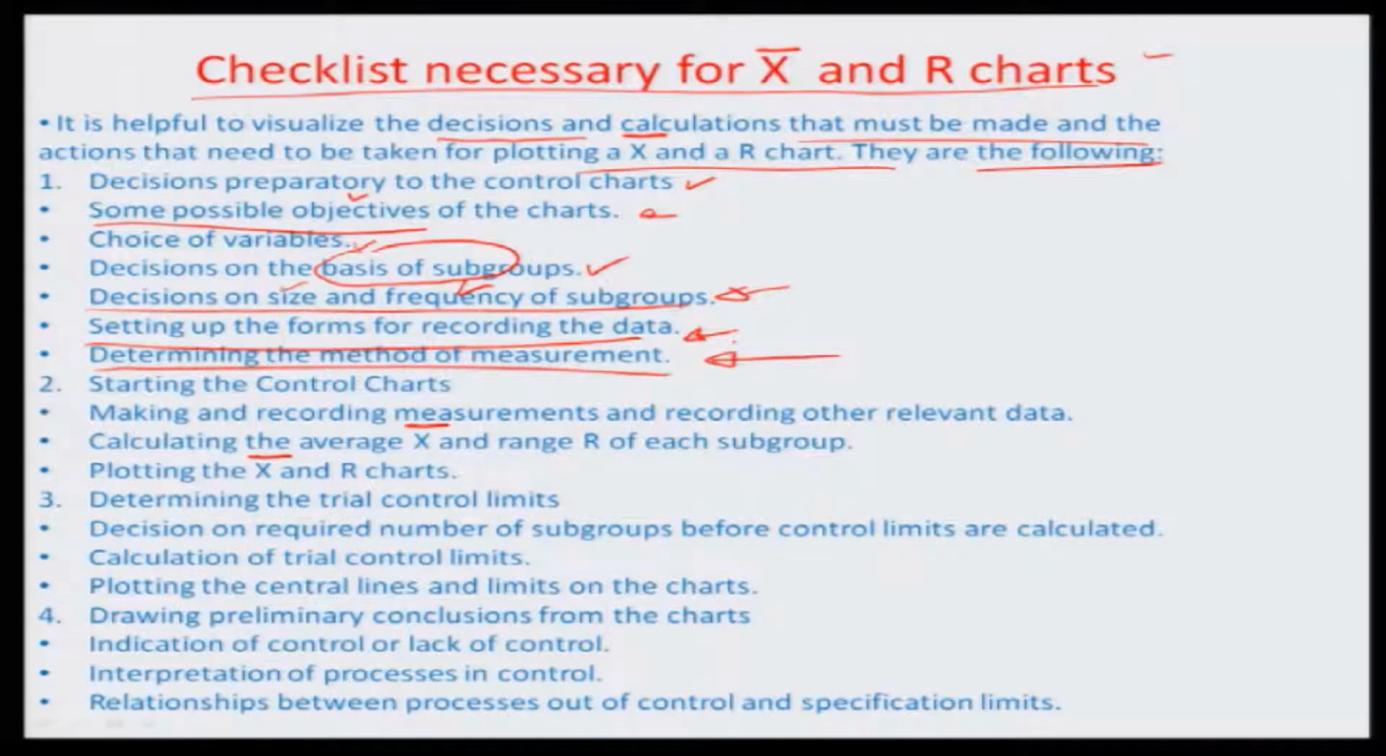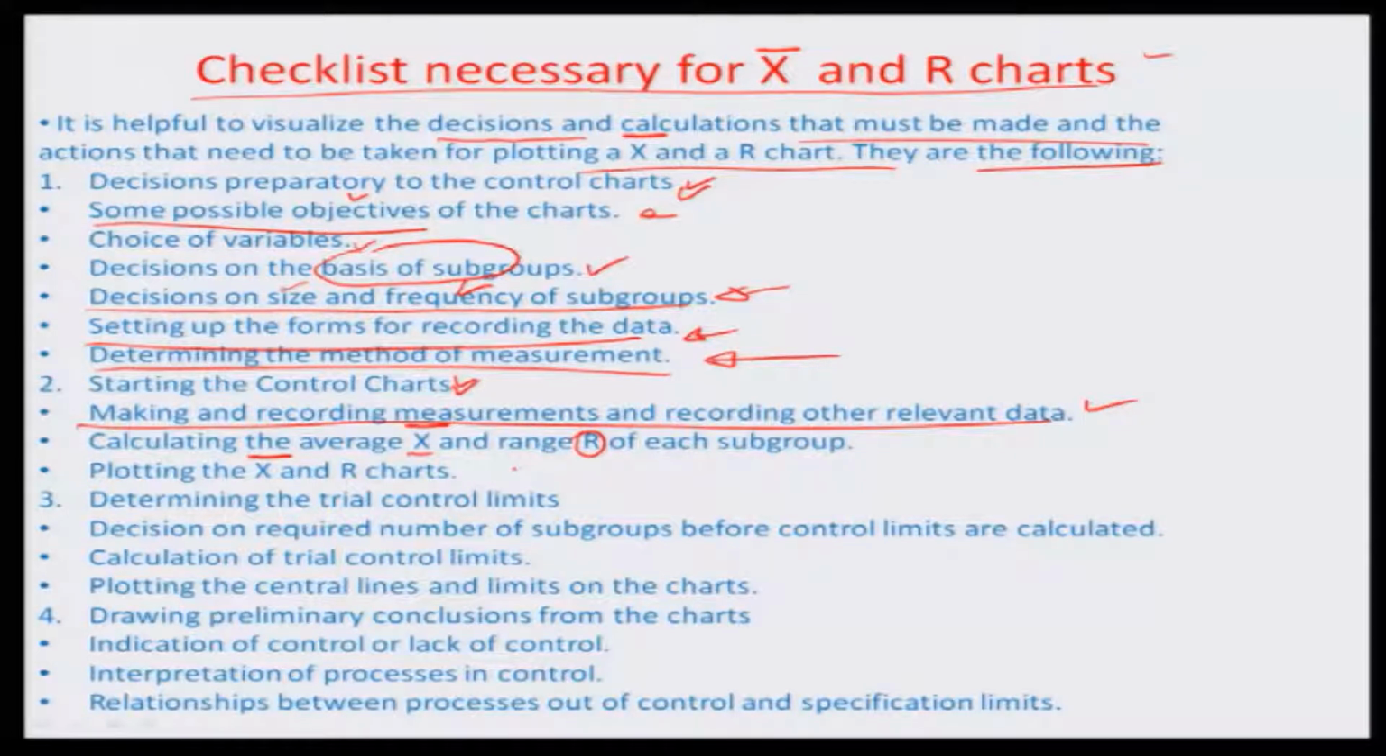So, once this decision preparatory to the control charts has been taken, now the question is how to start the control chart plotting. Make and record the measurements and other relevant data, and calculate the average X bar for each of these subgroups, and the range, which basically means the maximum observation minus the minimum observation. So that is the range, and so you have an R bar, you have an x double bar and you have an x bar, these three things.